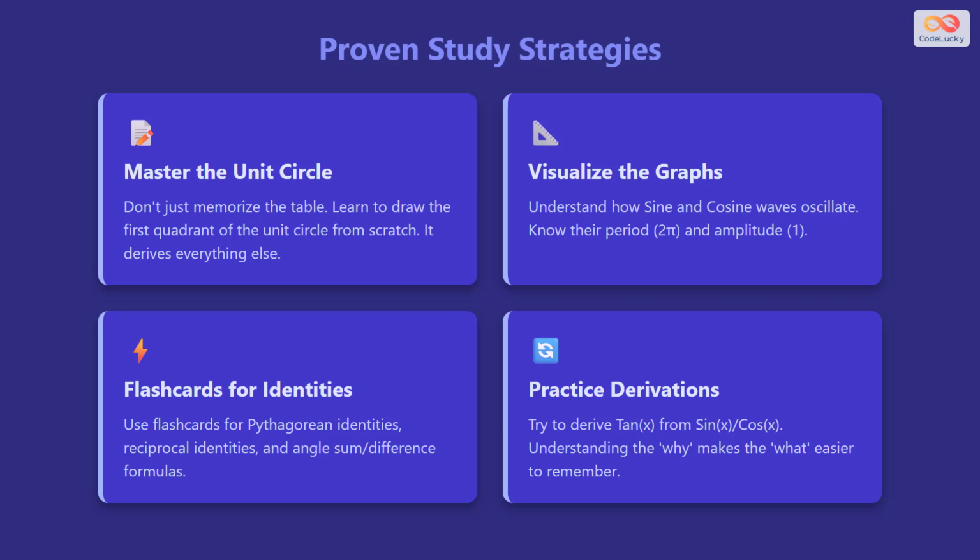Here are some proven strategies to study effectively. First, master drawing the unit circle. Do not just stare at it. Second, visualize the sine and cosine waves to understand their periodic nature. Third, use flashcards for your identities. And finally, practice deriving formulas. If you know how to get tangent from sine divided by cosine, you are less likely to make mistakes.